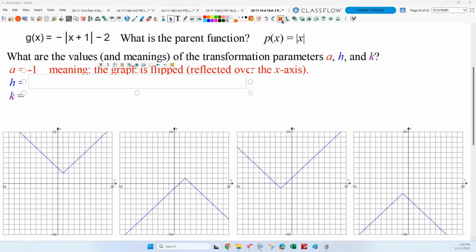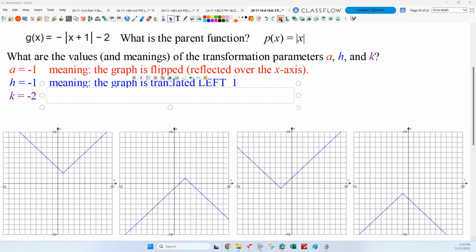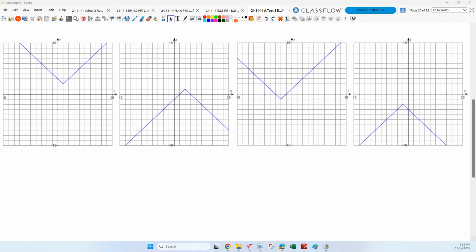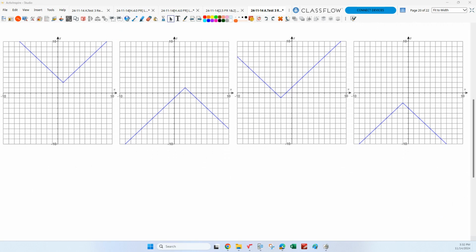-1. Good. So that means, point with your fingers. It's going left 1. K is -2. So where's it going? Down 2. Okay, so first, second, third, or fourth? Fourth. There we go. We're done.